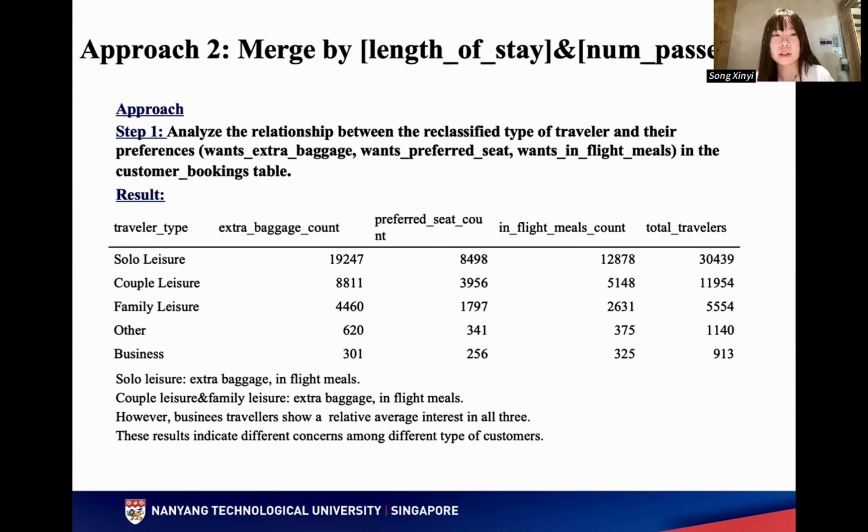So our first step is to analyze the relationship between these reclassified types of travelers and their preferences, to better understand the background reasons for the complaints raised. We can see from this table below that solo leisure travelers have more preference for extra baggage and in-flight meals. However, business travelers show a relatively average interest in all three kinds of preferences. These results may indicate different concerns among different types of customers.